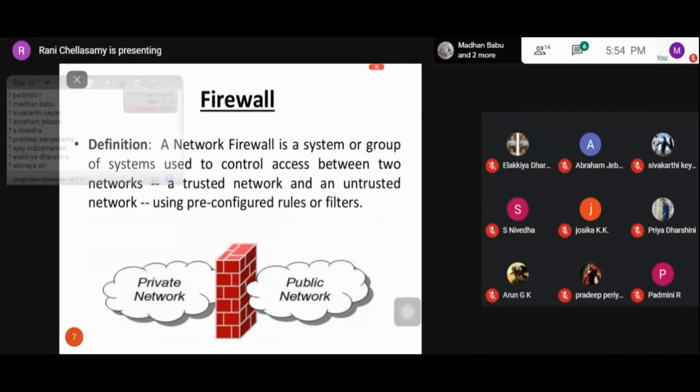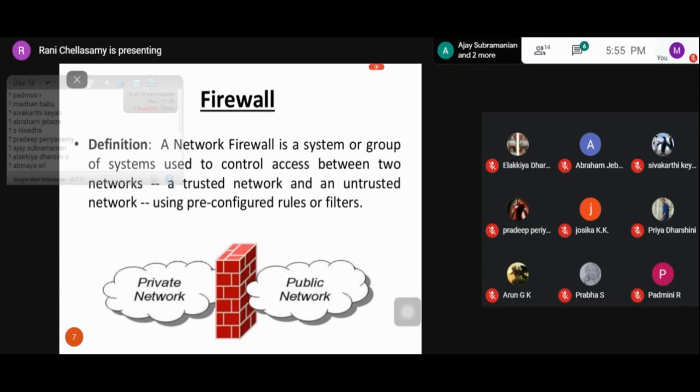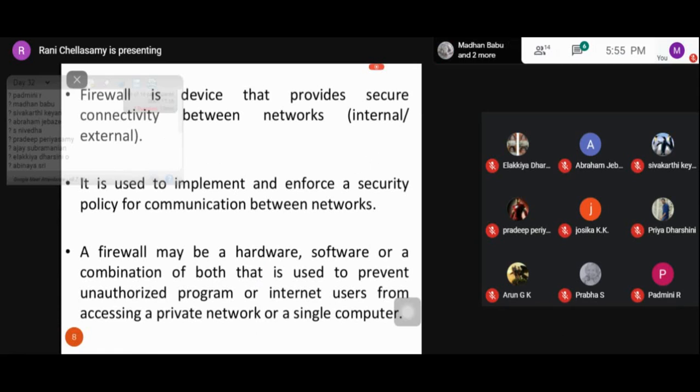A network firewall is a system or group of systems used to control the access between two networks. One is the trusted network, the other one is the untrusted network. Using some predefined rules or filters, it is going to act upon it. The firewall acts upon the private network and the public network. The private network is nothing but the local area network and the public network is nothing but the internet or WAN. So the firewall is a device that provides security between the internal and the external network.